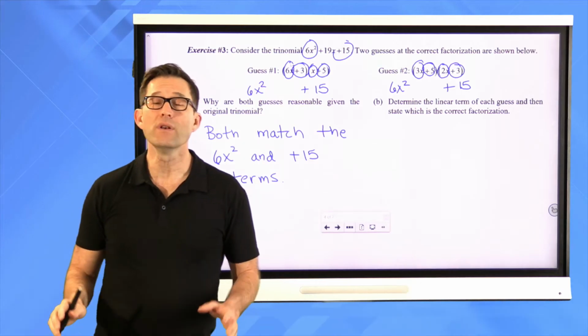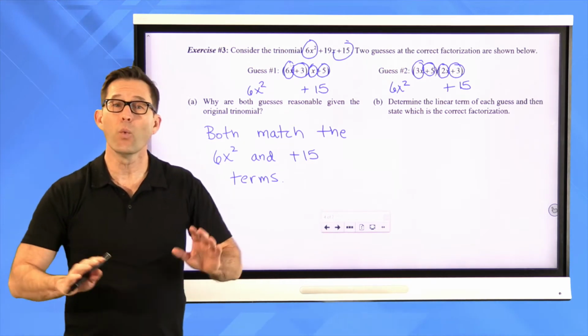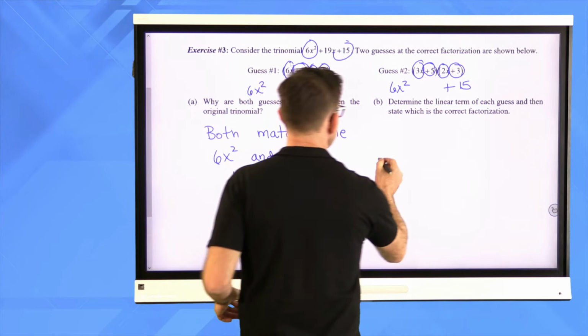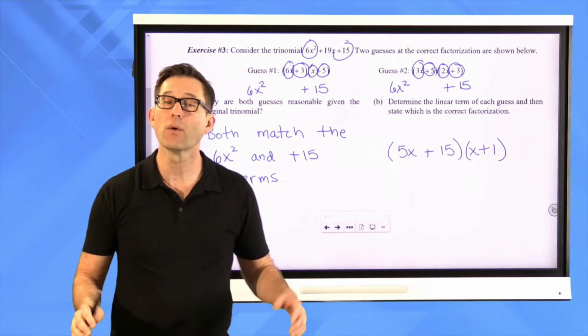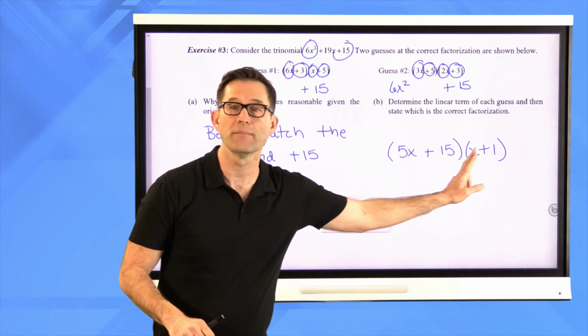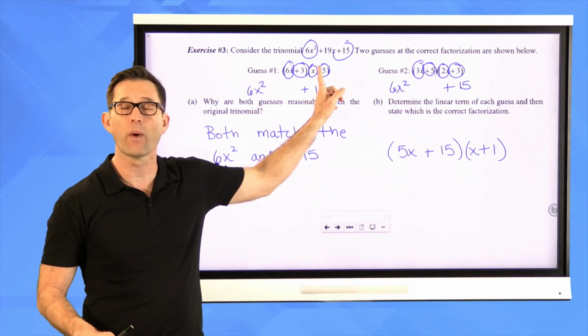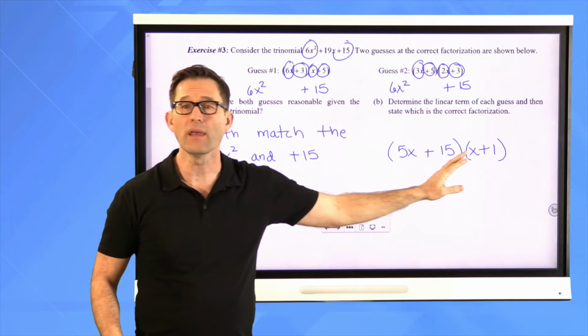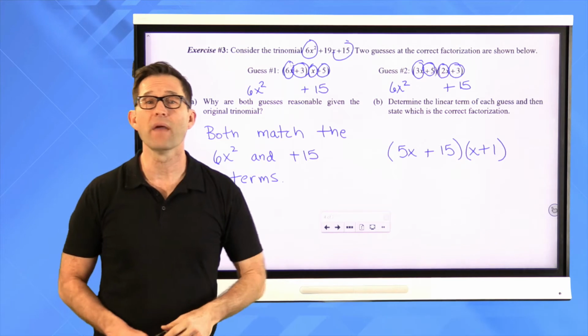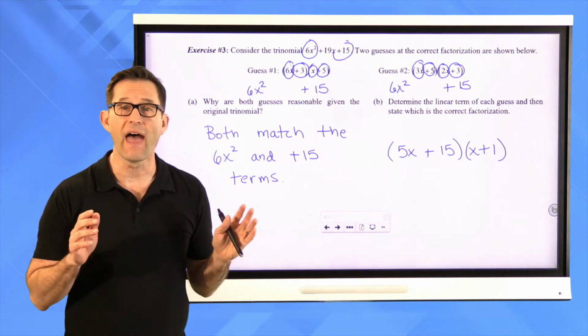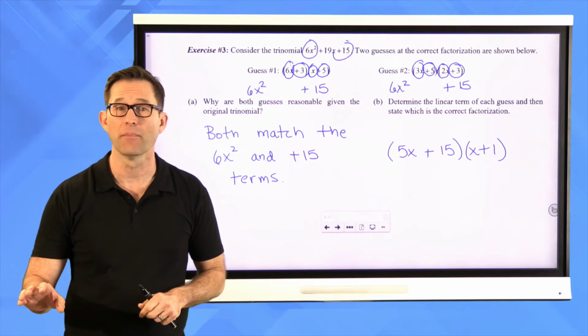It wouldn't be reasonable for me to guess, let's say, 5x plus 15 times x plus 1. That would be an unreasonable guess. It would be unreasonable because 5x times x isn't 6x squared, it's 5x squared. So even though 15 times 1 is positive 15, that guess wouldn't make any sense at all because the F part of FOIL doesn't match up.